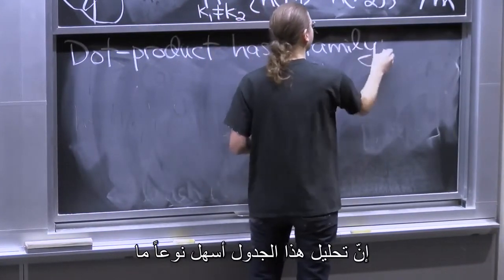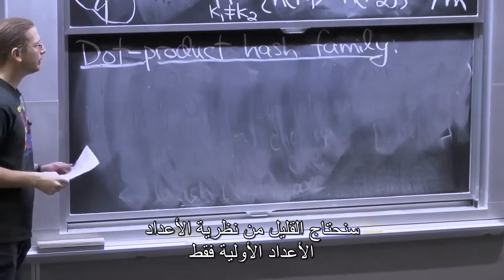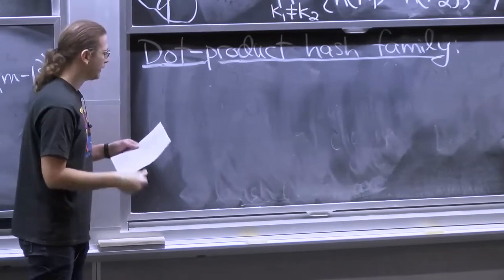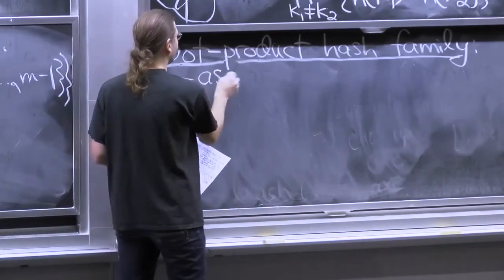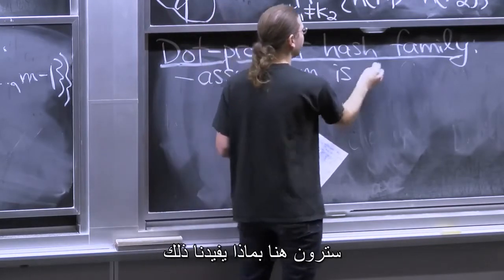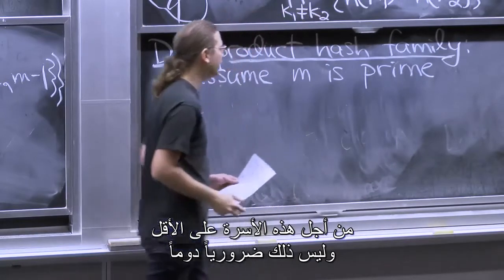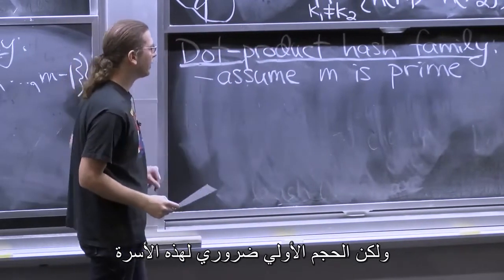This one's a little bit simpler to analyze. We're going to need a little bit of number theory, just prime numbers. You've probably heard of the idea of your hash table size being prime. Here you'll see why that's useful, at least for this family. You don't always need primality, but it's going to make this family work.